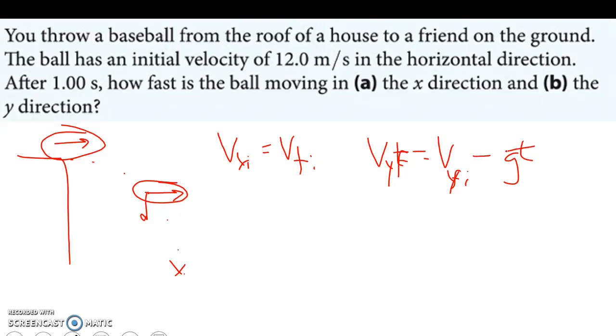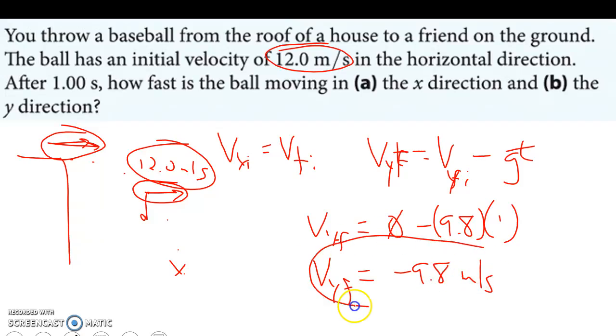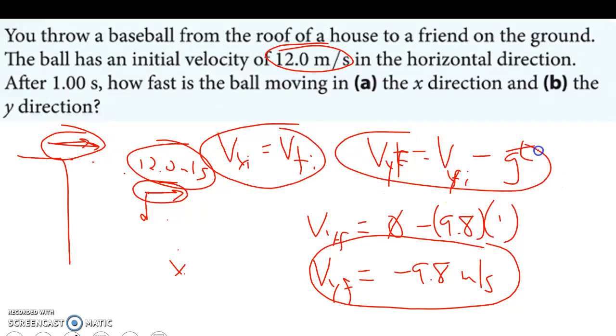So we'll substitute in. So what's our initial velocity? Well, our initial velocity is 12.0 meters per second. So that's going to be our final velocity. So our final velocity in the x is 12.0 meters per second. In the y, since we're shooting straight out this way, our initial velocity in the y will be 0. So final velocity in the y is equal to 0 minus 9.8 multiplied by 1. So our final y velocity should be negative 9.8 meters per second. And it's going down, negative 9.8 meters per second. So this is another equation that you can use.